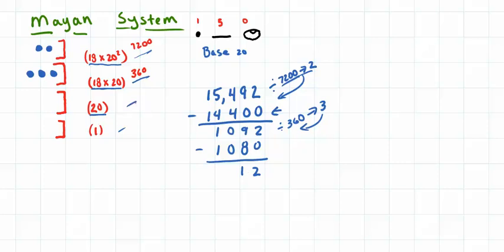Well, notice my next level down is 20. So that's telling me that I don't really need any 20s. Luckily in the Mayan system, they've got this clamshell thing for a 0, so I would put a 0 there. All I've got left to represent is 12. To represent 12, instead of 12 dots, they use a bar for 5, so that would be 5, 10, 11, 12. So there's my number, 15,492, written in the Mayan system.